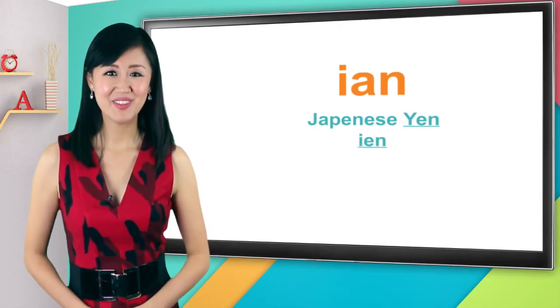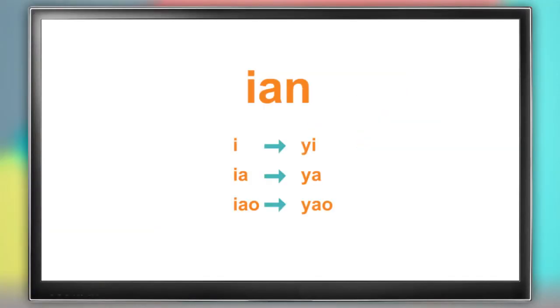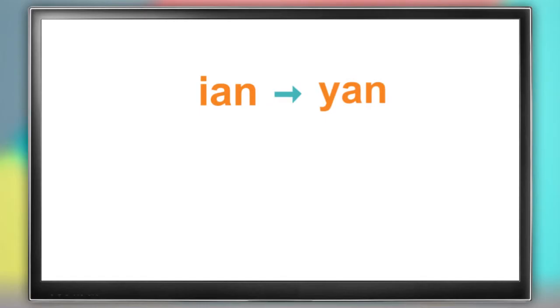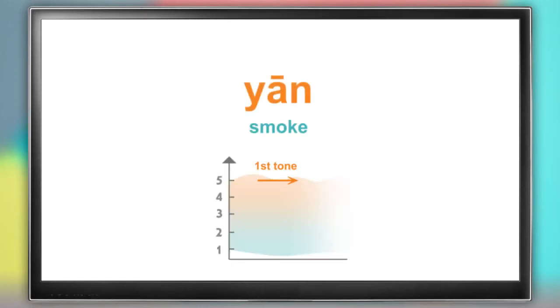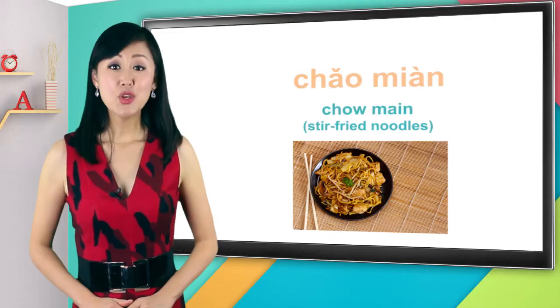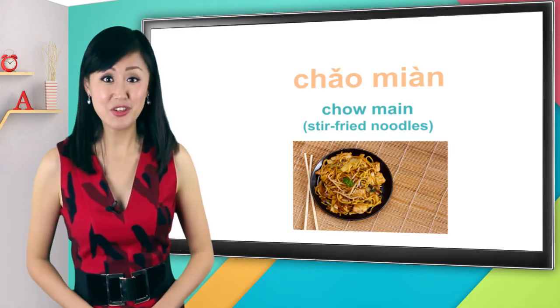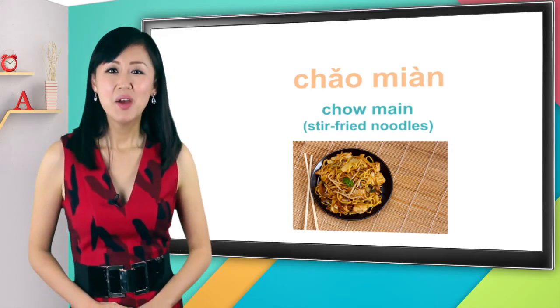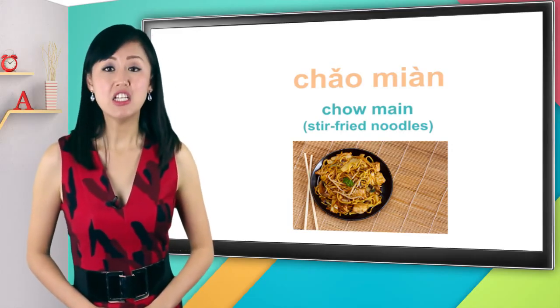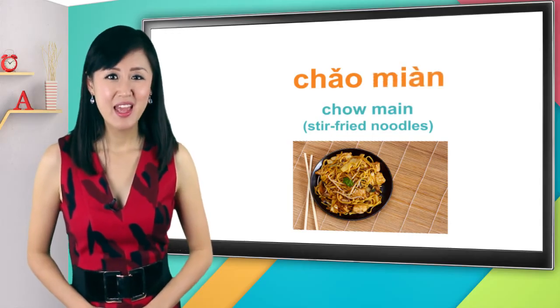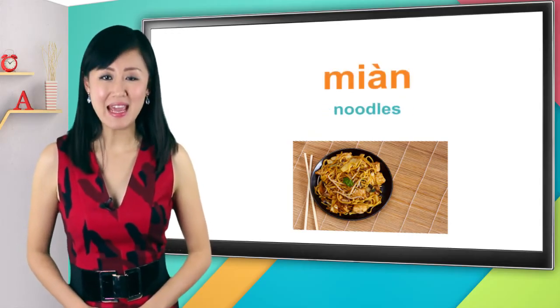Yen. Good. Like other finals that start with I, if this final is a standalone syllable, then you change the I to Y. For example, in Chinese, smoke is yan with the 1st tone. You probably have been to a Chinese restaurant before and ordered chow mein, stir-fried noodles, right? Well, that's actually pronounced chow mian. The word for noodles is 面. Good.